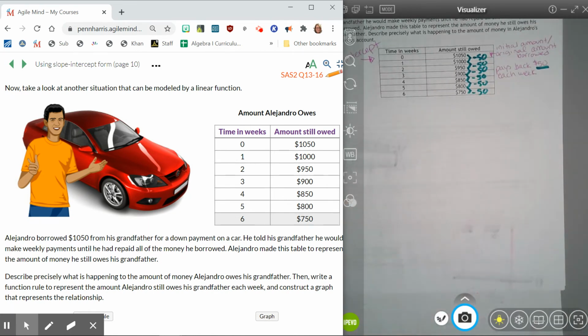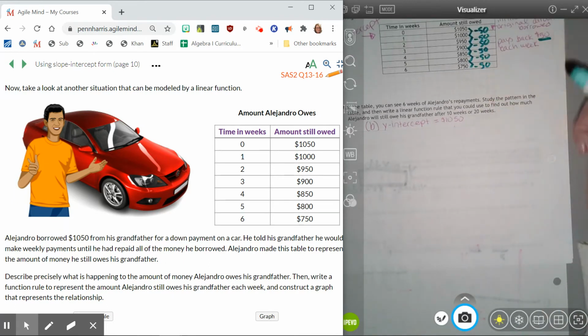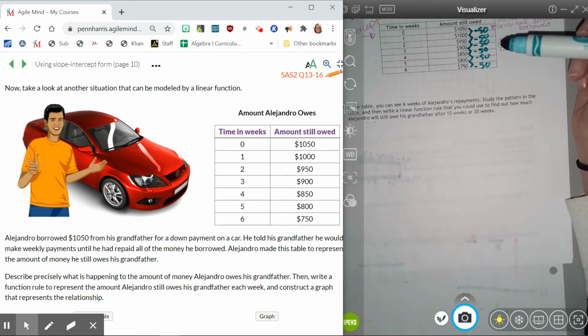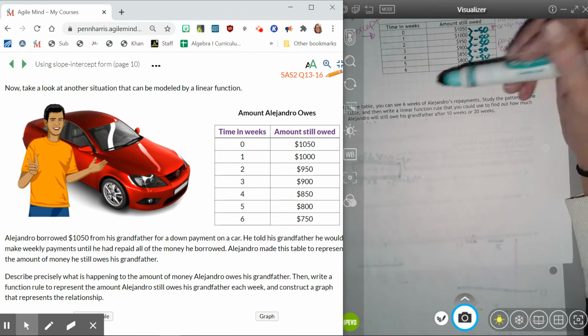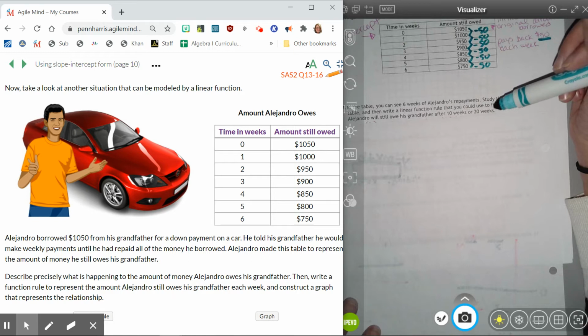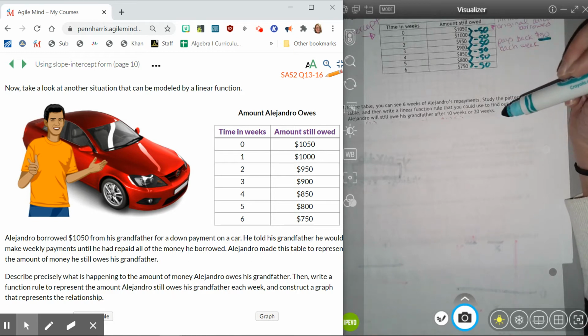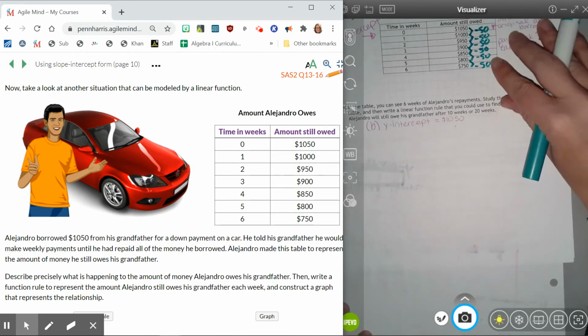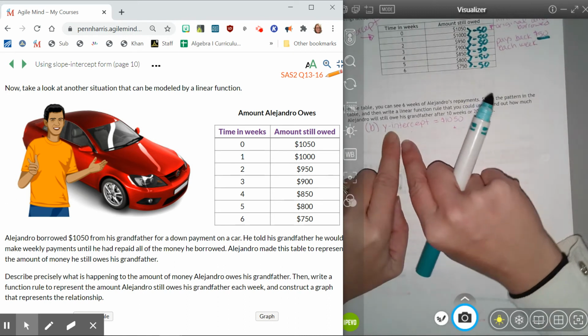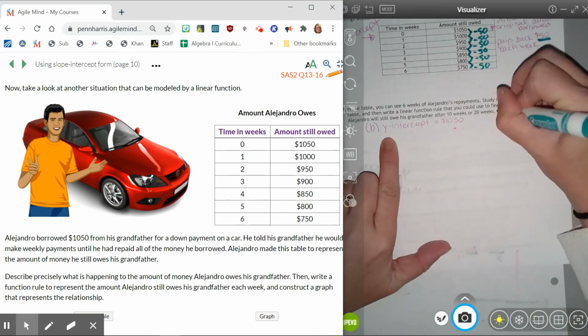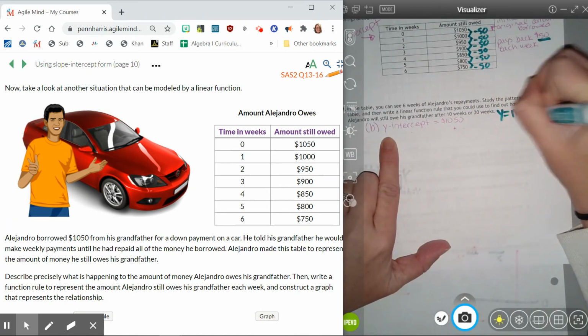So now in the table, we can see 6 full weeks of Alejandro's repayment. So they want us to look at the pattern and write a linear function that we could use to find out how much he would still owe his grandfather after 10 weeks or after 20 weeks or after maybe 25 weeks, okay? So the first thing I'm looking for is my b. Remember, we've got the equation y equals mx plus b. B is our starting point, okay?